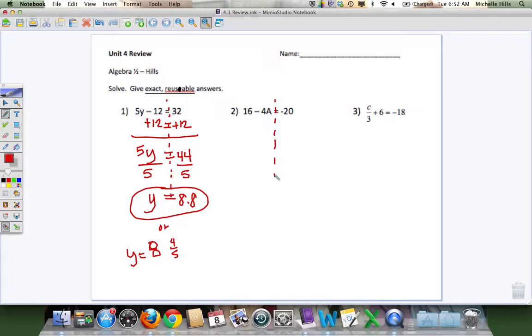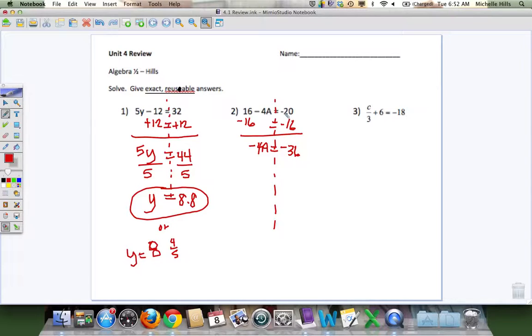Second equation, dash down through the equal sign to keep those lined up. Again, there's a constant on the right, so I want to move this constant over there. Since it's a positive 16, I would eliminate a positive 16 by subtracting 16. So I subtract 16 from both sides of the equation, leaving a negative because of the minus in front of it. 4a equals negative 36.